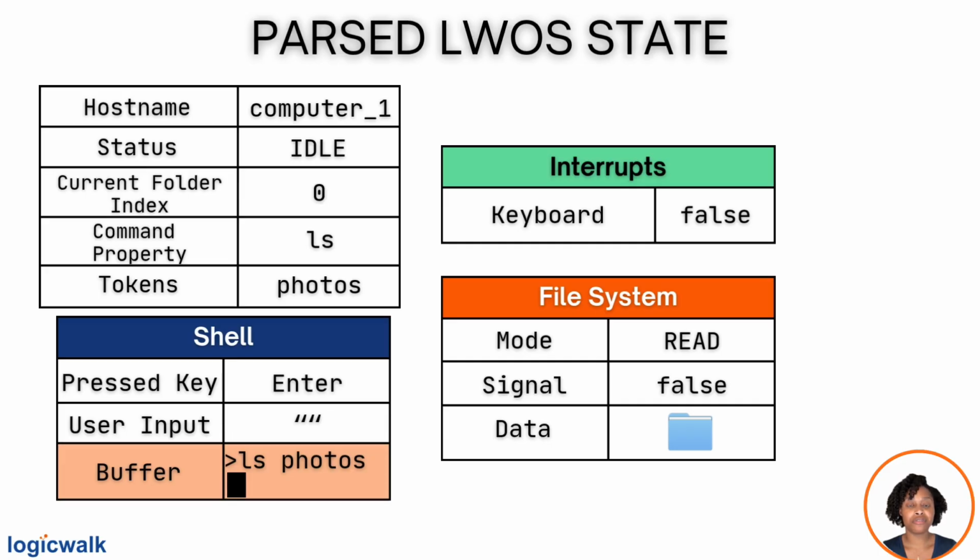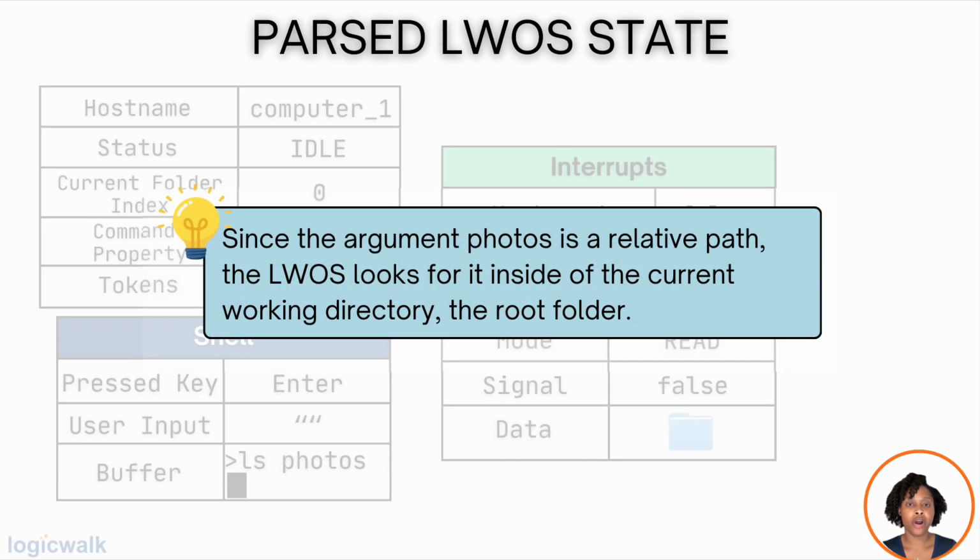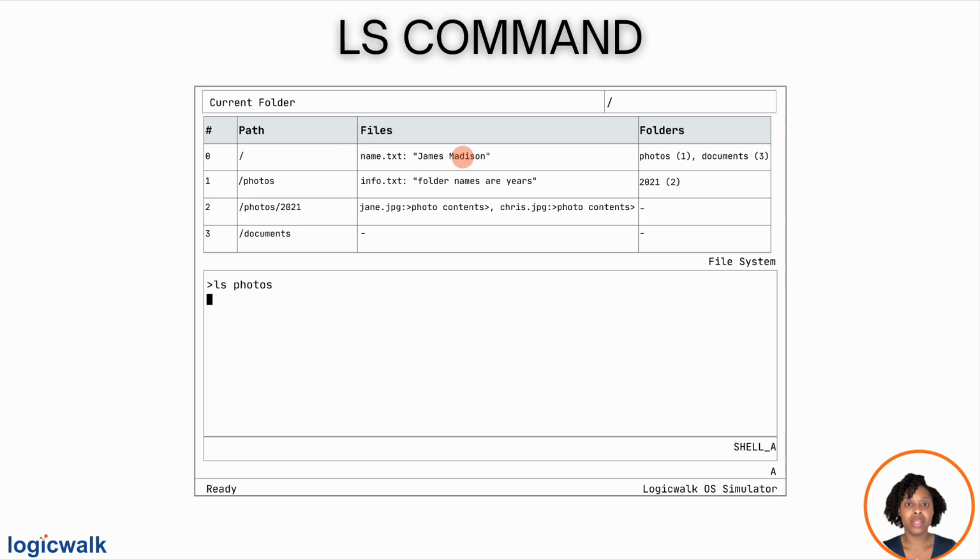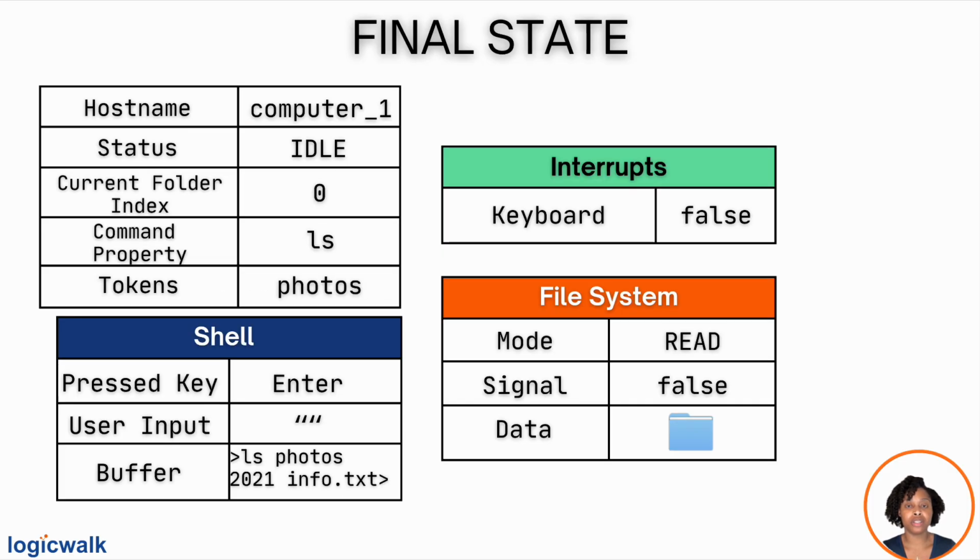Now the LWOS is ready to execute the command. The argument photos is a relative path, so the OS looks for it inside the current working directory. Since the current folder index is 0, the OS retrieves folder 0, the root folder, from the file system data. The LWOS then looks for photos inside the root folder. Since photos is a folder, the OS retrieves folder 1. Folder 1 has this path. Inside the folder, there is one file, info.txt, and one folder, 2021. The OS appends the file and folder names to the shell's buffer.